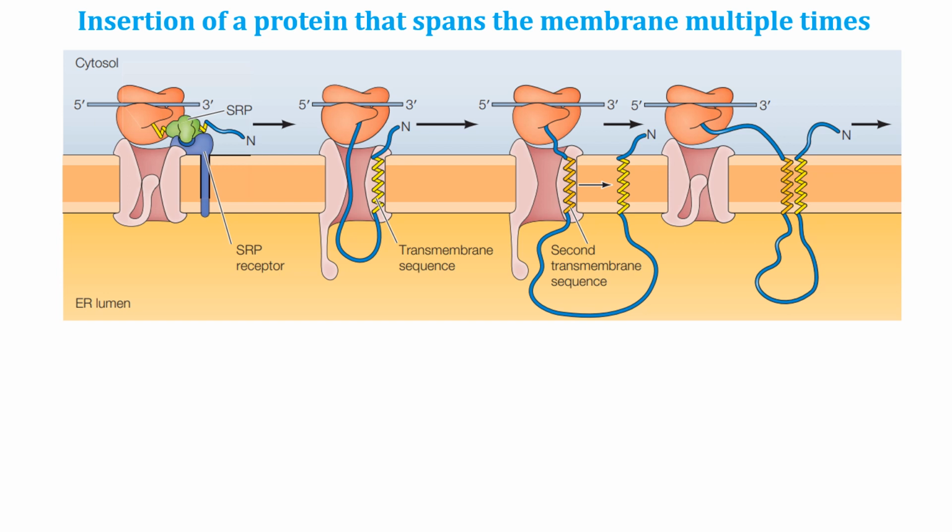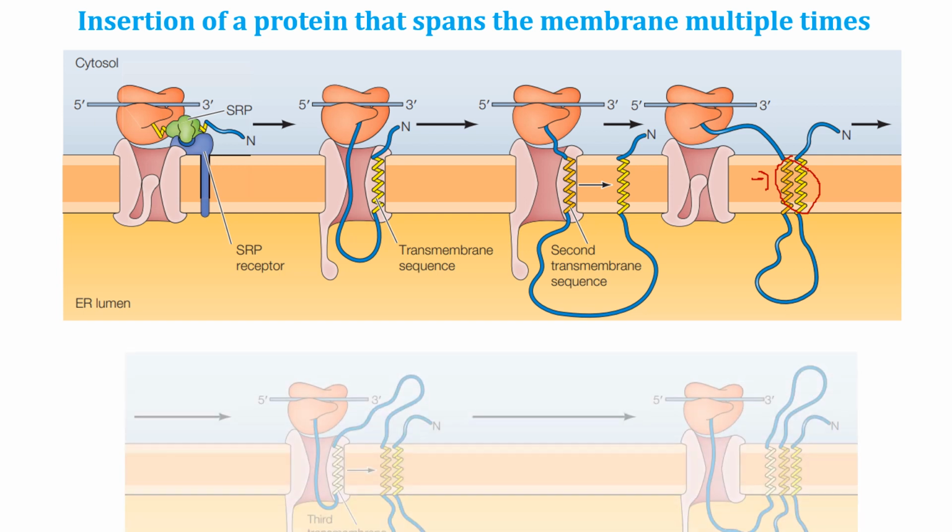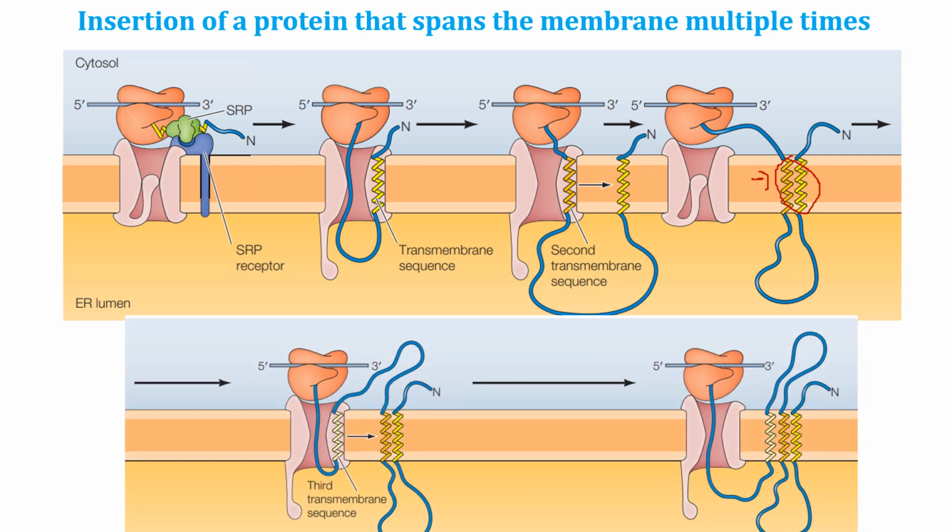Translation proceeds until the second transmembrane sequence is encountered. So here the translation has gone up to this point. The two transmembrane sequences are anchored into the lipid bilayer. Now the third transmembrane sequence reopens the channel. This is the blocked channel, the translocon blocked.